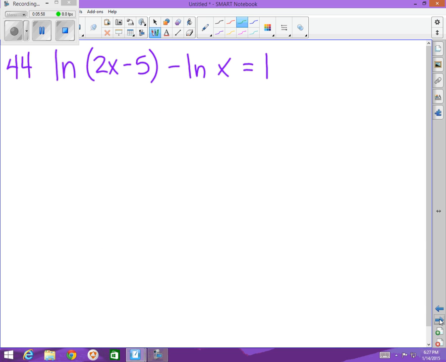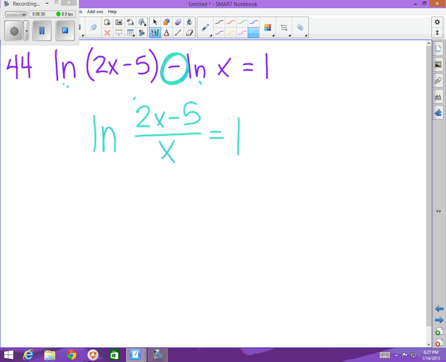All right, then the next one, which was 44, and so here you're supposed to solve this logarithmic equation, and you cannot solve a logarithmic equation until you get it down to one logarithm. Here we have ln, and so we're going to have to condense this, and because it's subtraction in between when you're condensing, that means division. So you have ln of (2x minus 5) over x equals 1.